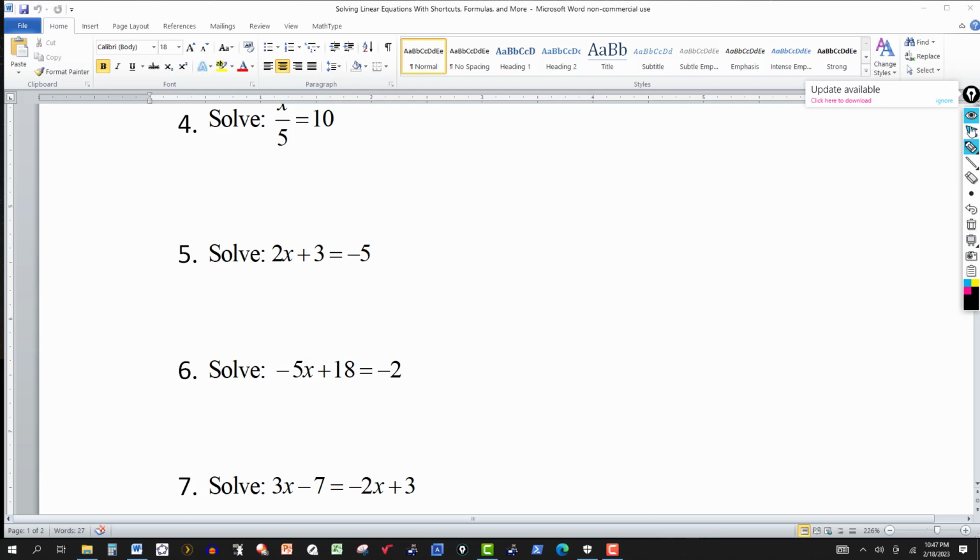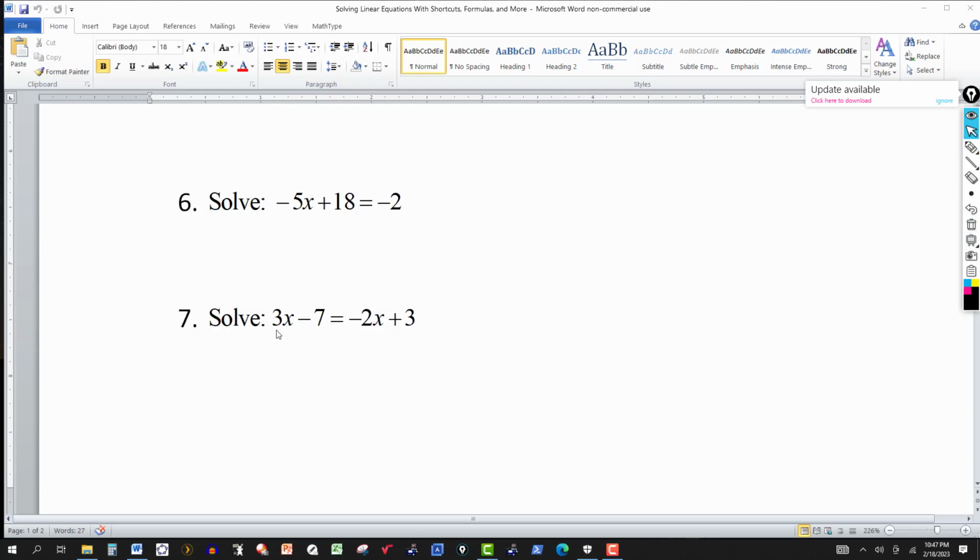Okay, let's go to 7 here. And see, notice this one has two terms that have an x. 3x minus 2x. When you're solving an equation, if there's more than one term with an x, you want those on one side.